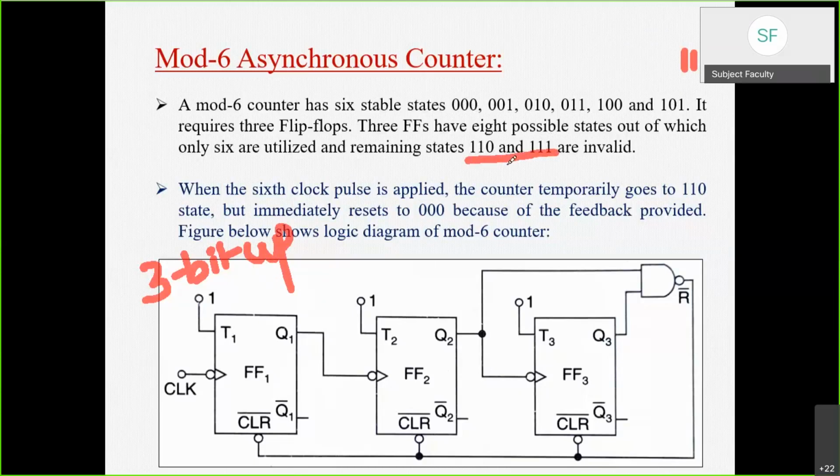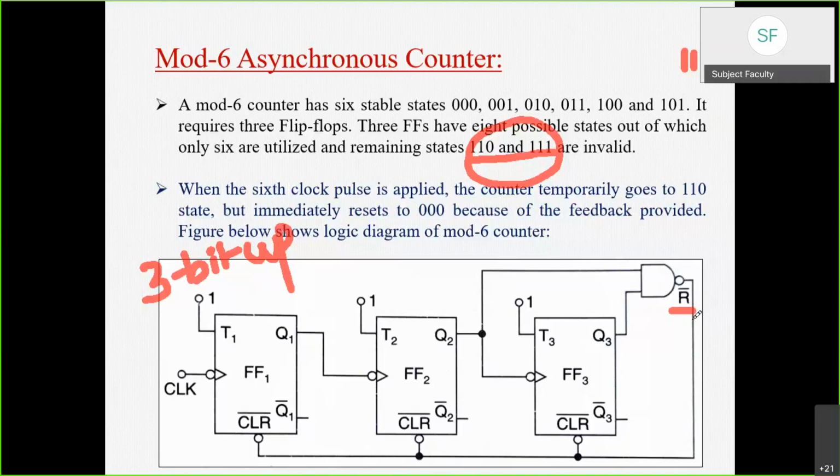In mode 6 asynchronous counter, what we are required to do is keep these 6 states or 6 counts and eliminate these 2 states. So what logic do we have to apply? If you observe this diagram carefully, one NAND gate is used here. The output of the NAND gate is R bar, and R stands for reset.